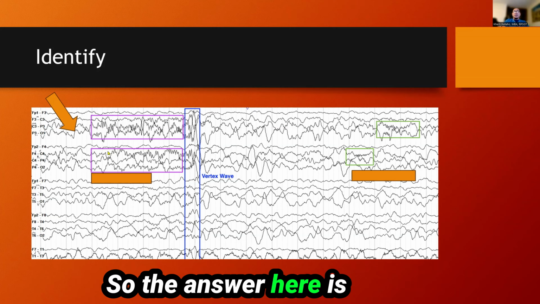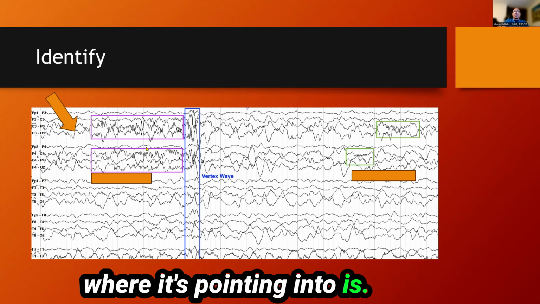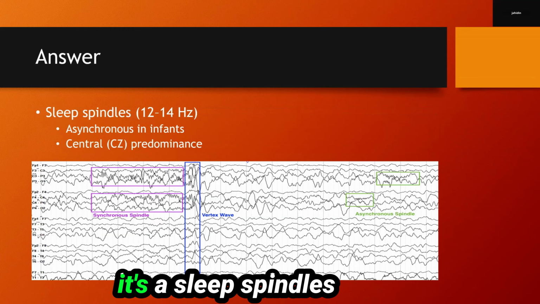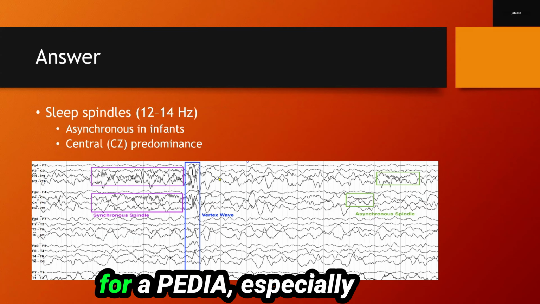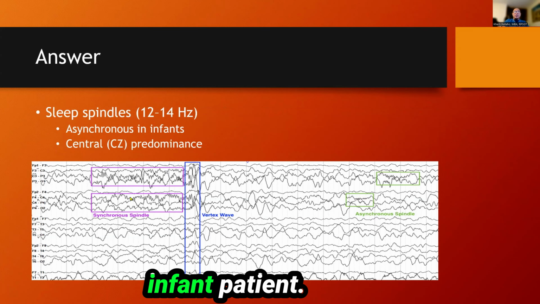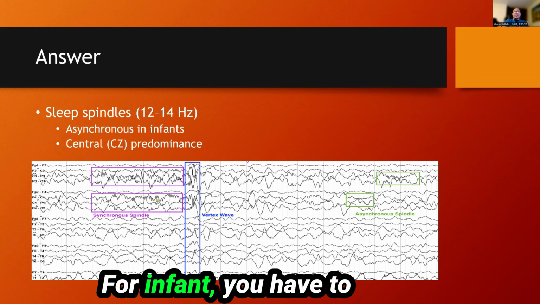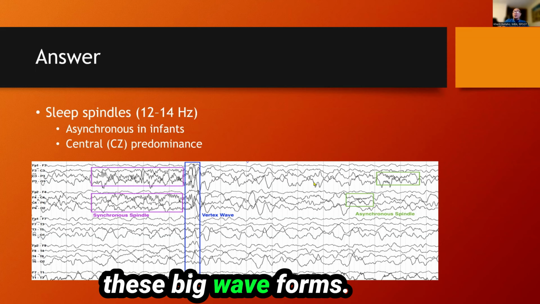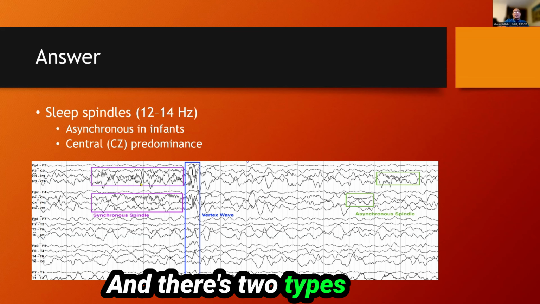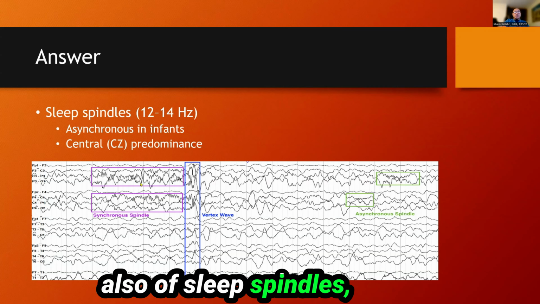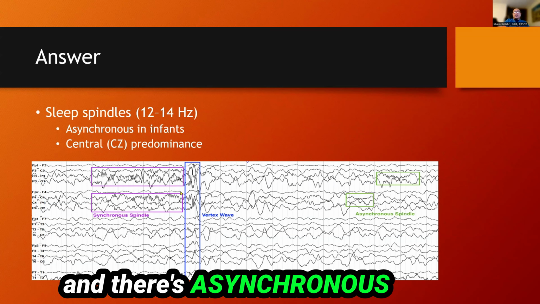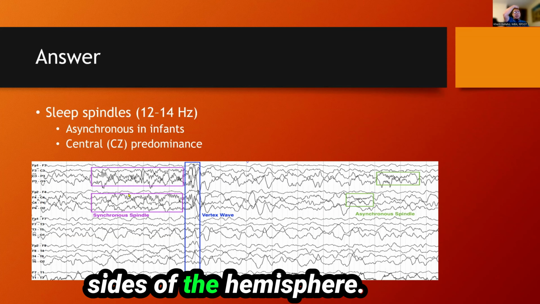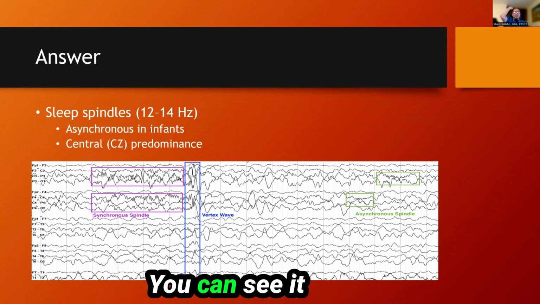So the answer here is where it's pointing to, like I said, unless you are a pediatric. It's sleep spindles for a pedia, especially an infant patient. For an infant, you have to get used to these big waveforms. And there's two types also of sleep spindles: synchronous and asynchronous. Meaning to say, synchronous, you can see it on both sides of the hemisphere. You can see it on the left side, you can see it on the right side.